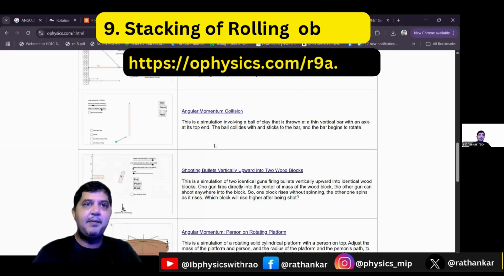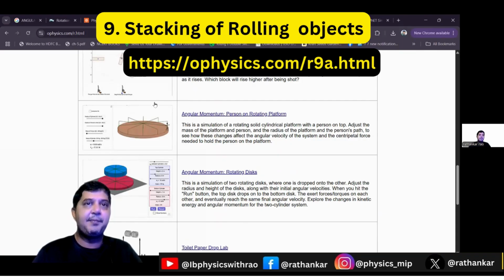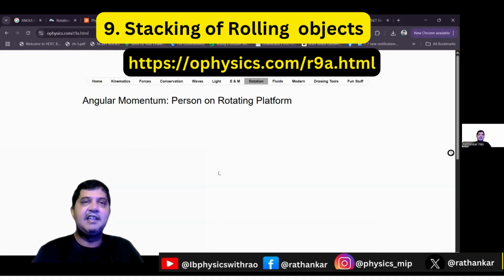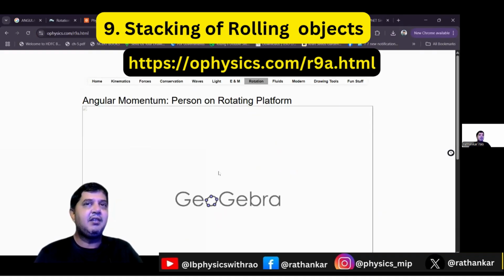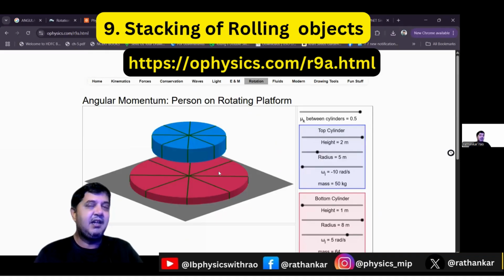There are some more examples over here from the O Physics website. You can look into it. I'm not looking into each and everything. Of course, this is quite interesting. Rotating disk. Okay, this is nothing but rotation with collision, or maybe you can say it's an inelastic collision.